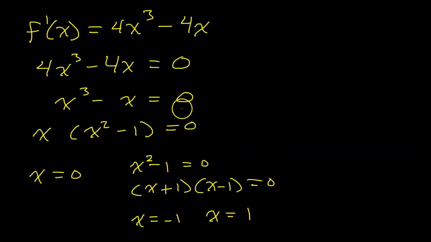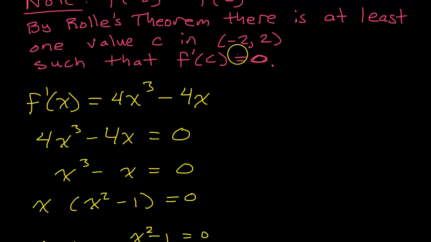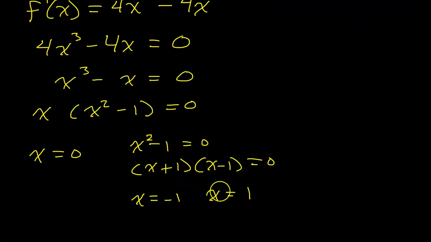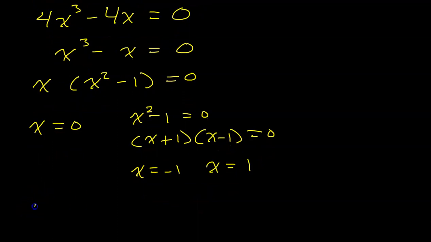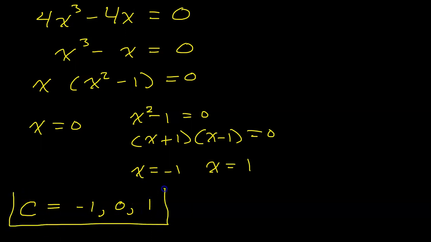So we have to be careful. Don't forget we're dealing with the interval from negative 2 to positive 2, the open interval. All three of these values are within that interval. So that means we have found 3 valid values of c. All right, so c can equal negative 1 or 0 or positive 1. Any of those will cause the derivative to equal 0.